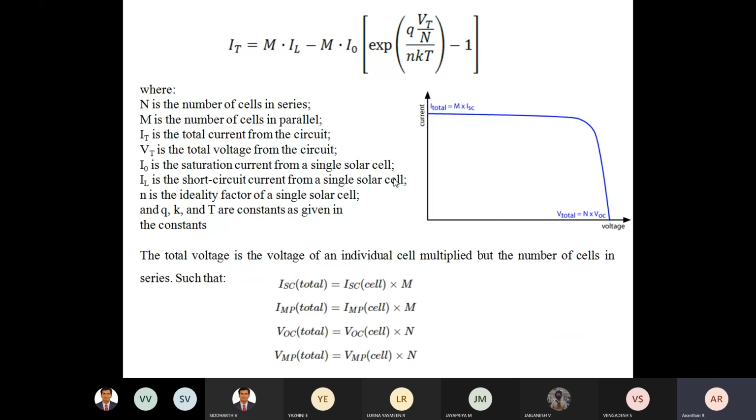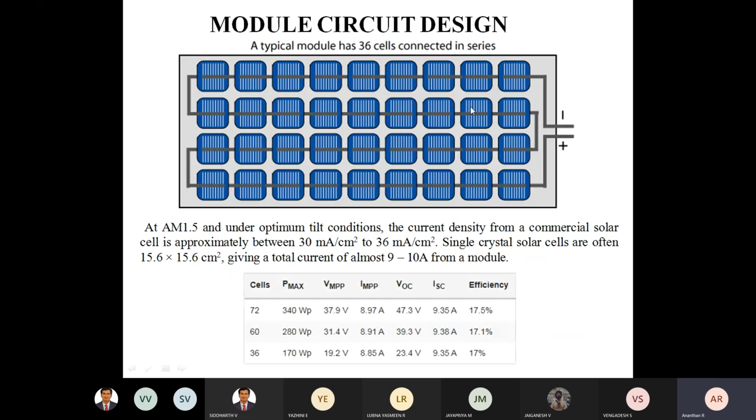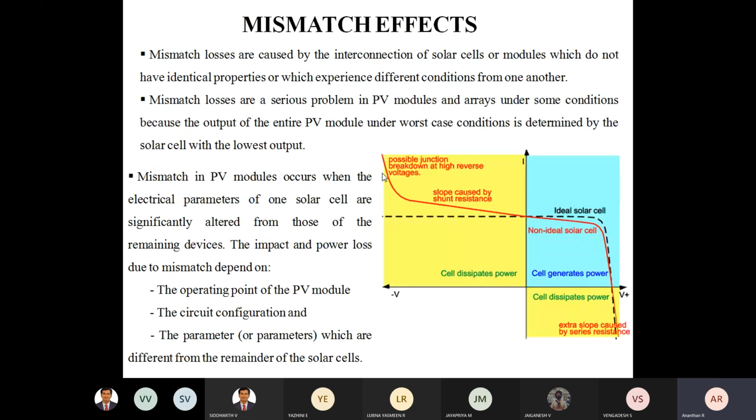From here, as I said, the performance will be modified by the mismatch effects. So there are different mismatches; the first one I'll take. In a single module there are 36 solar cells available, and each and every cell should have the same property.